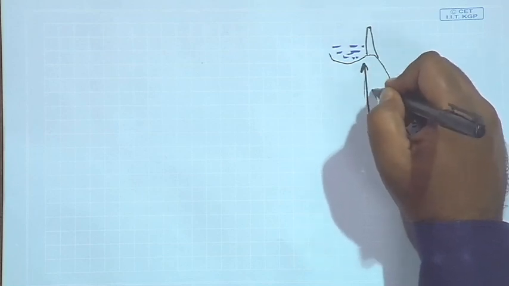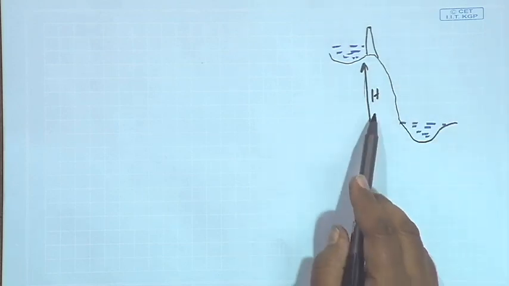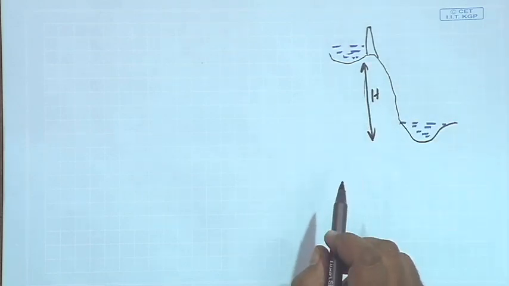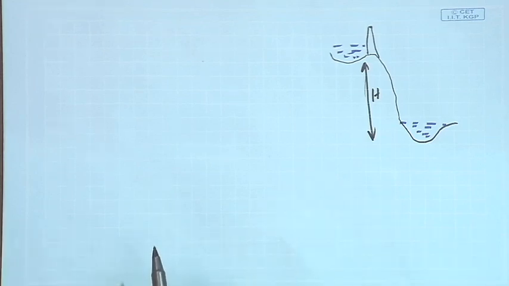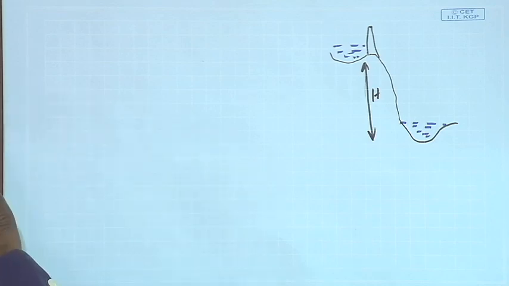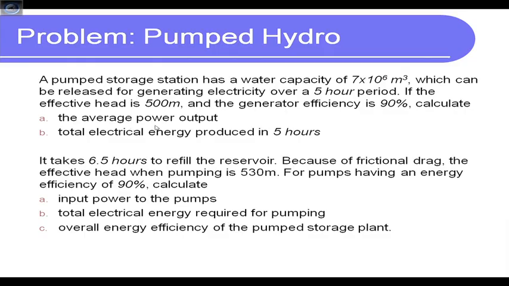This is my head; the effective head may be less than this because there will be some losses. Okay. Effective head is 500 meters and the generator efficiency is 90%. Calculate the average power output and the total electrical energy produced in 5 hours. So, this is what is shown here. Again, if the effective head is 500 meters and generator efficiency is given, calculate the average power output and the total electrical energy produced in 5 hours.